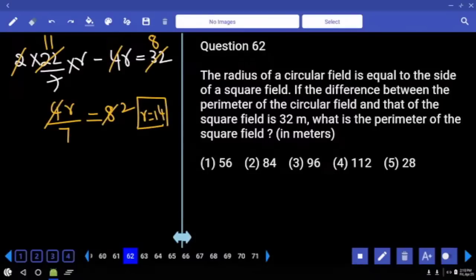R and A both are equal. Question is to identify perimeter of this square field, which is 4a. 4 times of 14, 56 answer.